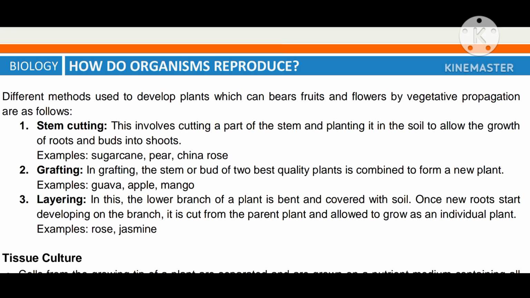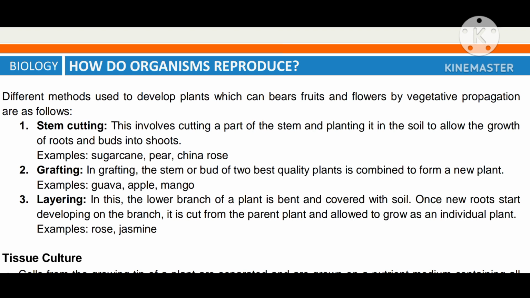The second one is grafting. In grafting, the stem or bud of two best quality plants is combined to form a new plant. It means that one plant of good quality is selected, and then another plant, and both are combined to form a new plant. For example, guava, apple and mango.